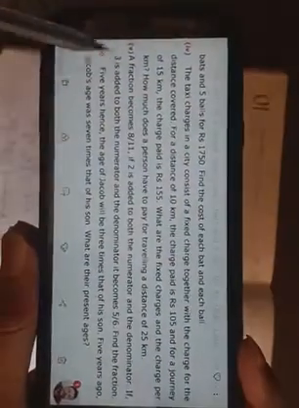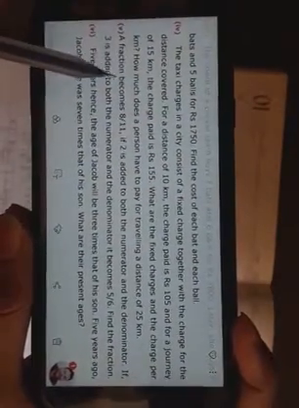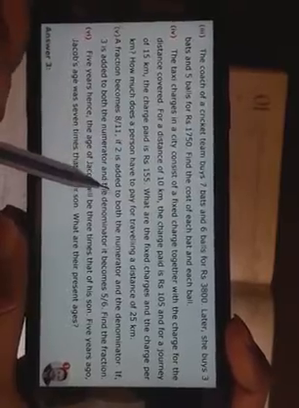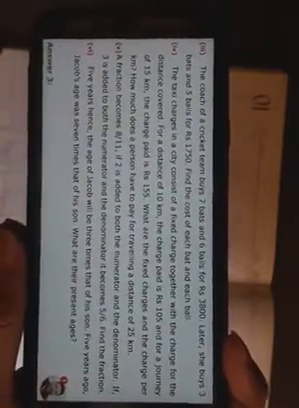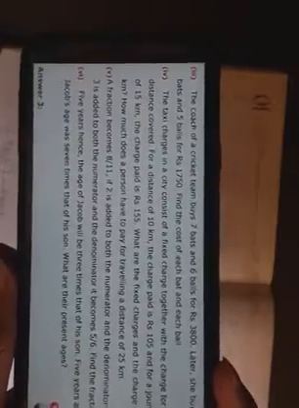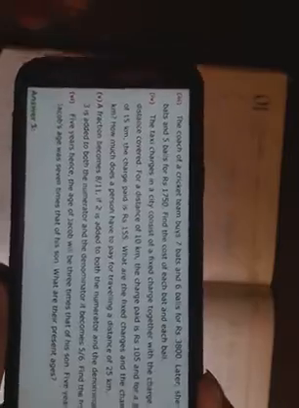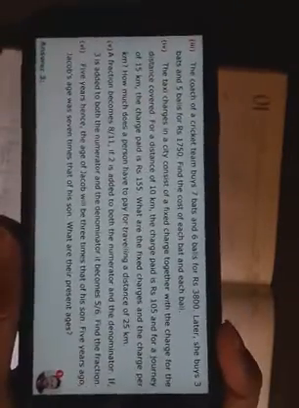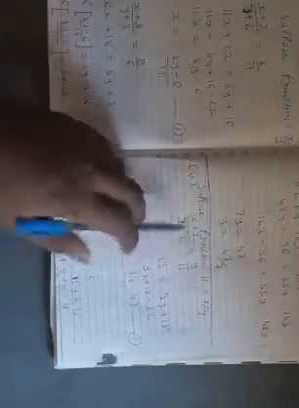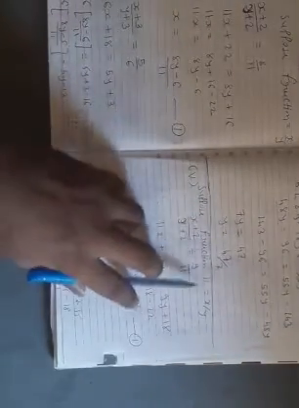Okay, now another question, question number 5. A fraction becomes 8 by 11 if 2 is added to both the numerator and denominator. It means there will be an original fraction, and we have to add 2 to the numerator and denominator. Now we don't know the value of the fraction. That is why here we have supposed that the fraction is x upon y. Clear?